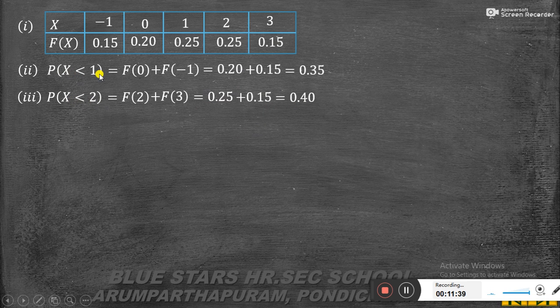Probability of x less than 1, the answer is 0.35, and the probability mass function is this one. This table is a probability mass function.